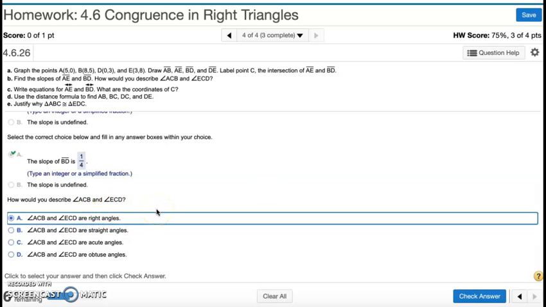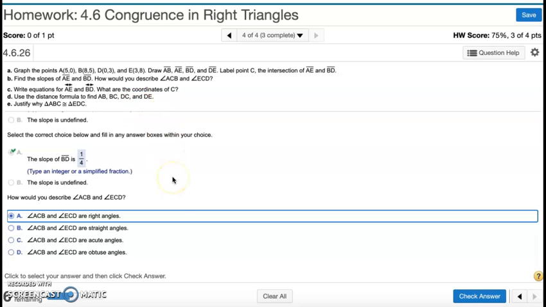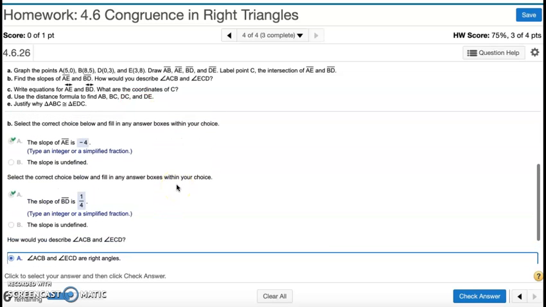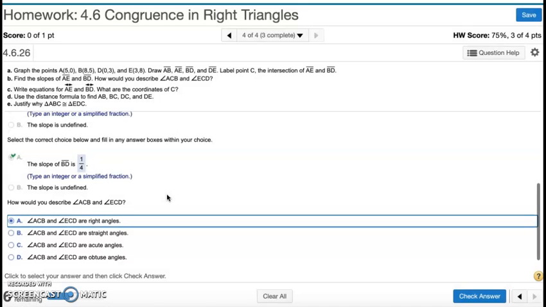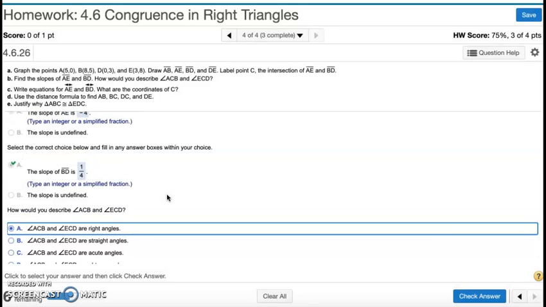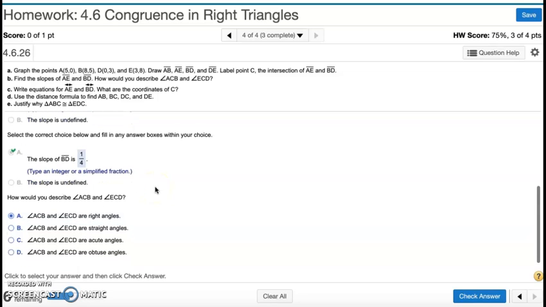Now, how would you describe angle ACB and angle ECD? I would say, since the slopes of AE and BD are opposite reciprocal slopes, that would mean that an intersection is going to be perpendicular, and a perpendicular intersection means that the angles are 90 degrees or right angles.